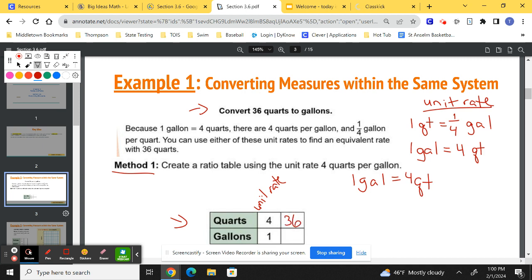And now we have a missing piece, right? So what am I going to do from 4 to 36? Multiply by 9. So what am I going to do from 1 to whatever it is? 1 times 9. It's not letting me. Let's see if I can scroll it up.